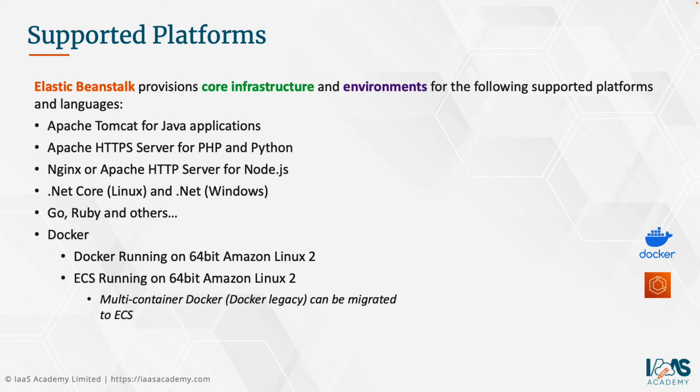Unlike the previous option, you cannot simply supply a Dockerfile and expect Elastic Beanstalk to then build out your Docker image. Now, before the introduction of ECS as being used to host multi-Docker containers, there was an option, otherwise known as Docker Legacy, to host multi-container Docker containers, and these can actually be migrated to ECS running on 64-bit Amazon Linux 2. So if you are running an older multi-container Docker running on 64-bit Amazon Linux platform branch, those can now be migrated to ECS running on 64-bit Amazon Linux 2 platform branch.